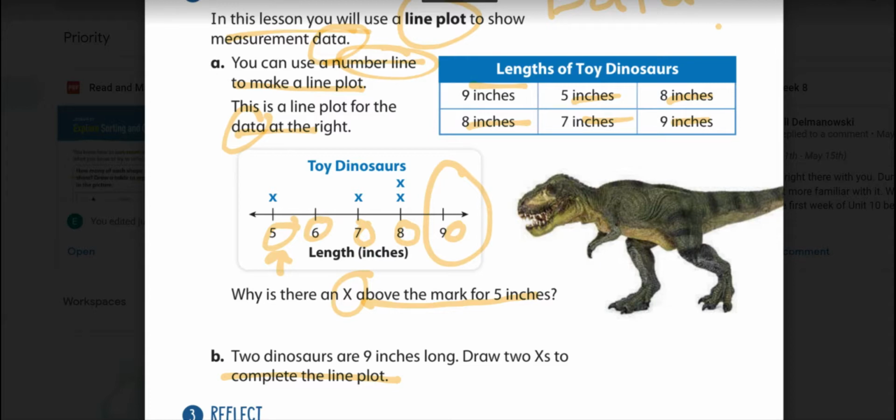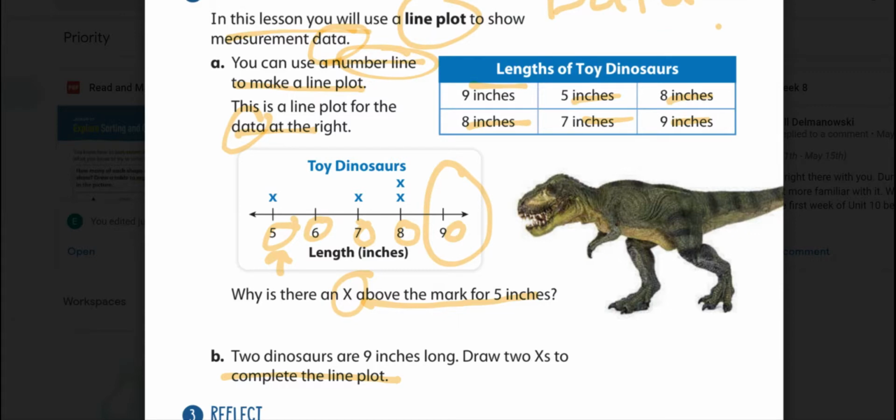Yep, there it is. 6 inches. Do you see any? Nope, that's why there's no X up there. 7 inches. I see 7 inches, so there's an X there. 8 inches. I want you to see how many lengths of toy dinosaurs were 8 inches. Yep, 2. 1, 2. And there's 2 X's up at the top.